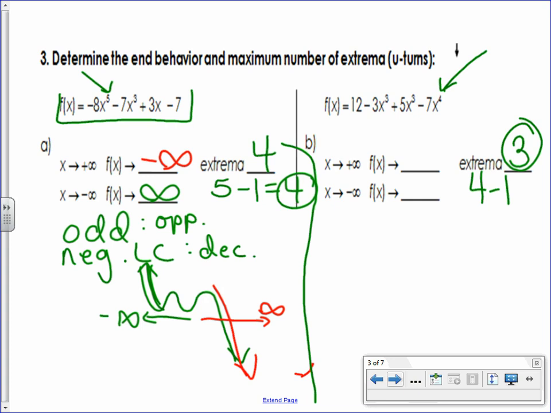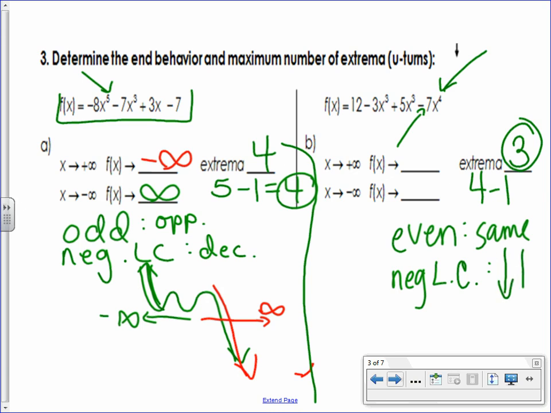This function, it's even. So I know that my ends are going to be going in the same direction. But now look at my leading coefficient. Leading coefficient is negative. Okay, so if I have a negative leading coefficient, that means that both of my ends are pointing down. They're both going down. So that means that no matter what, on both sides, my ends are approaching negative infinity.